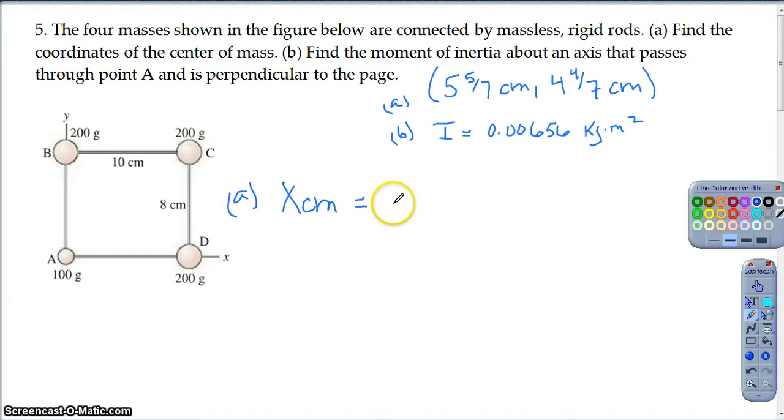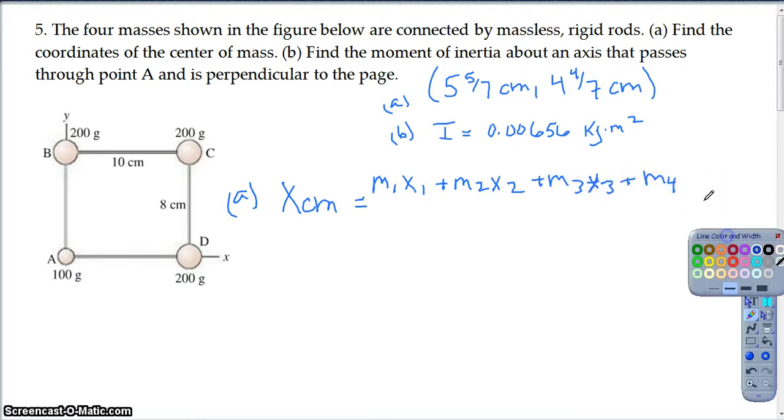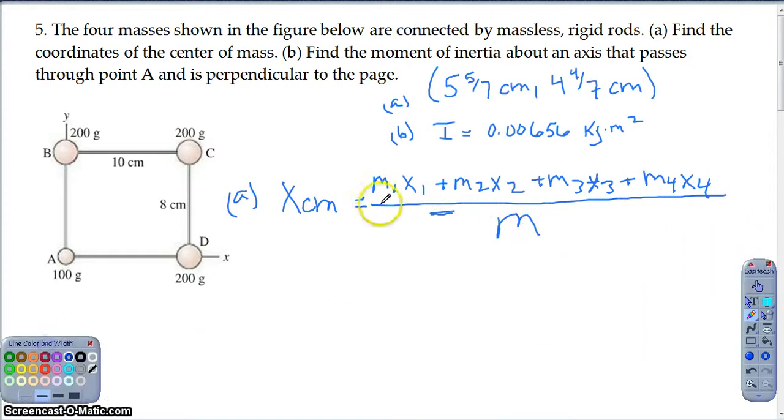Well, to find the x position for the center of mass, I just take m1 x1 plus m2 x2 plus m3 x3 and then plus m4 x4. Got a little ahead of myself there. But anyway, I'd do that, and then I would divide by the total mass of the system, which would obviously be all of the masses added together. So all I have to do then again is just adding those up.